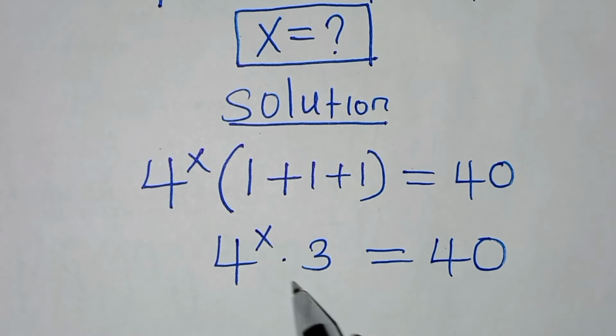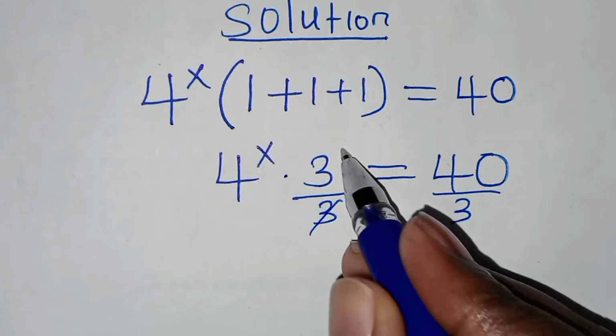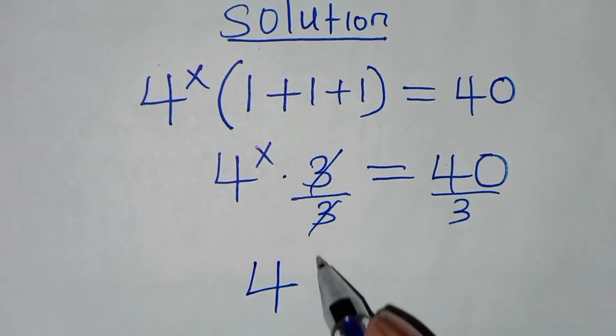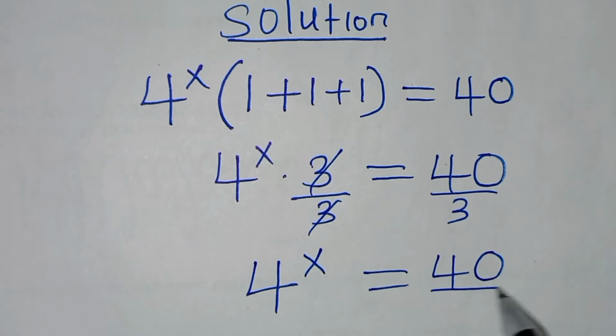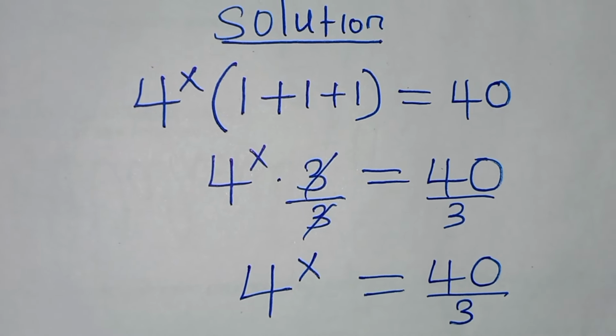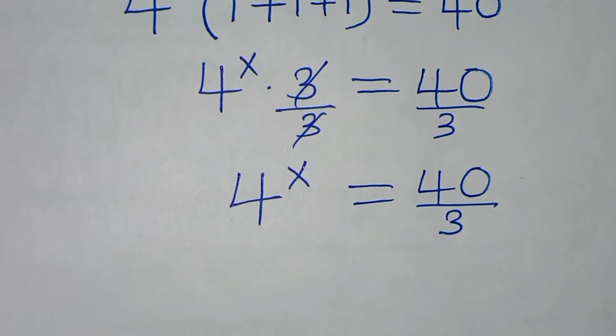Let's divide both sides by 3, so that now we simplify here. So we have that 4 to the power x is equal to 40 over 3. So this implies that 4 to the power x, to solve for x here, we introduce logarithm on both sides. So you'll have log 4 to the power x is equal to log 40 over 3.